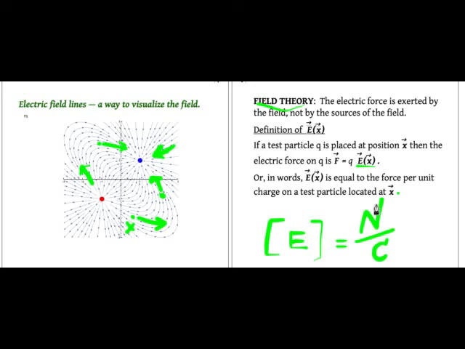Later, when we introduce the idea of the electric potential, there'll be a different way of expressing the unit for the electric field in terms of volts. The electric field is not volts, it's volts per meter.